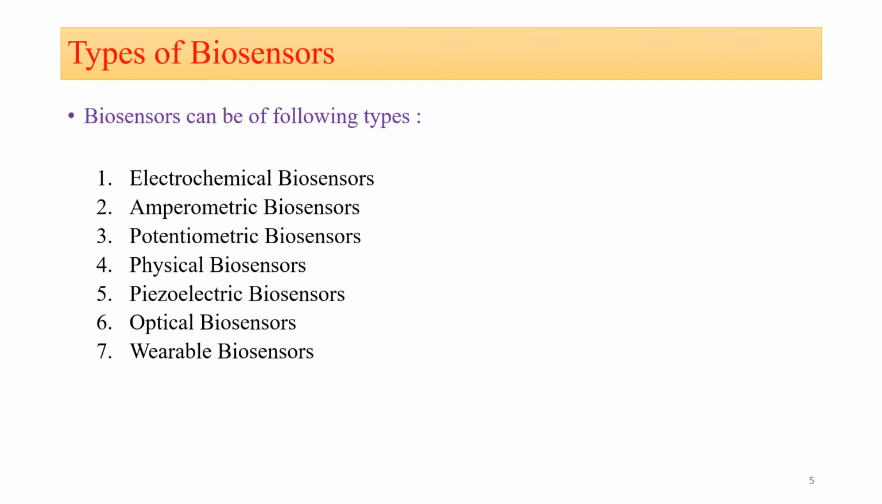Now, which are the different types of biosensors? Biosensors can be of the following types: electrochemical biosensors, amperometric biosensors, potentiometric biosensors, then physical biosensors, piezoelectric biosensors, optical biosensors and wearable biosensors. These are the various types of biosensors.